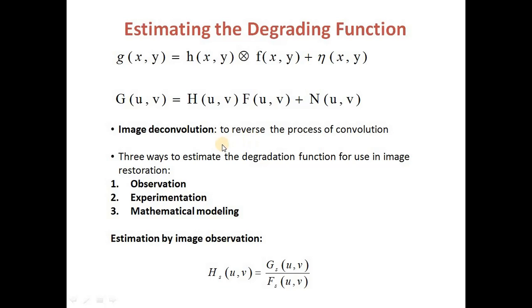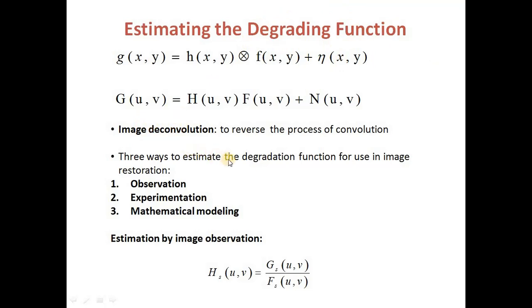So now we'll be spending some time to understand the methods, the ways we can try to estimate the degrading function, which will be helpful to restore our image from the degraded version. We'll try to estimate the degrading function so that we'll be able to perform this image deconvolution process. The deconvolution is possible only if we estimate the degrading function; then only we'll be able to perform the image deconvolution operation which is necessary to get back our restored image.